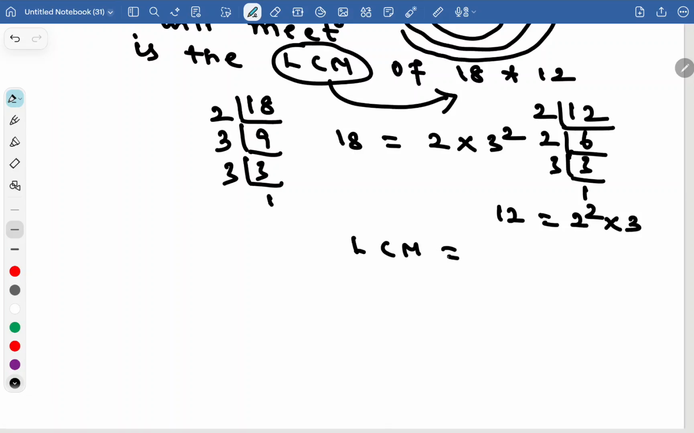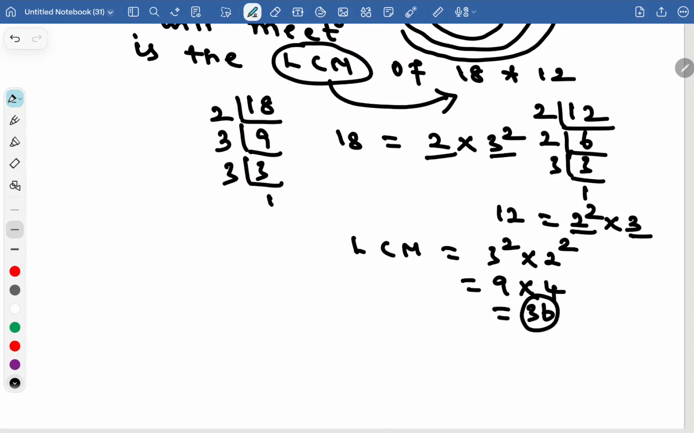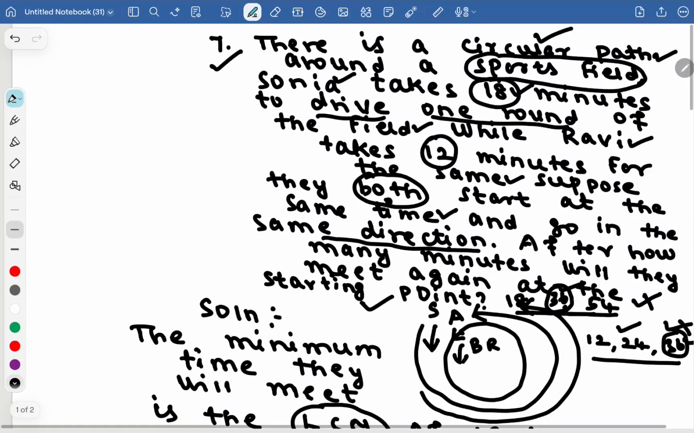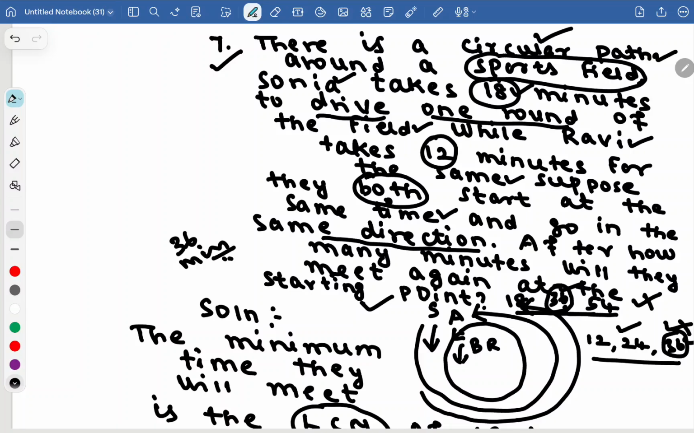For the LCM, take the greatest power of each prime factor. Here 3 square, here 3. Greatest power means 3 square. Here 2 square. Greatest power means 2 square. 3 square is 9. 2 square is 4. The answer is 36. For problem number 7, the minimum time they meet again at the starting point is 36 minutes.